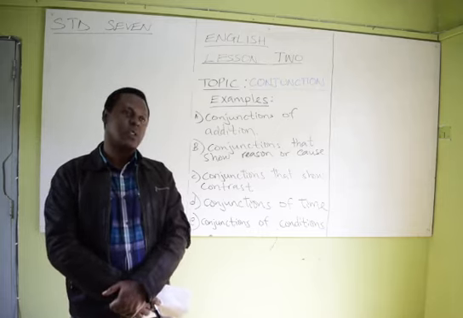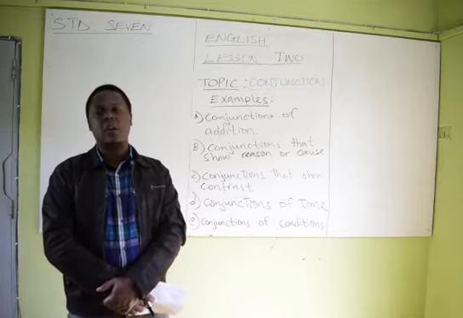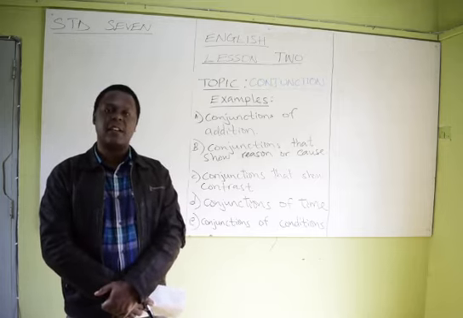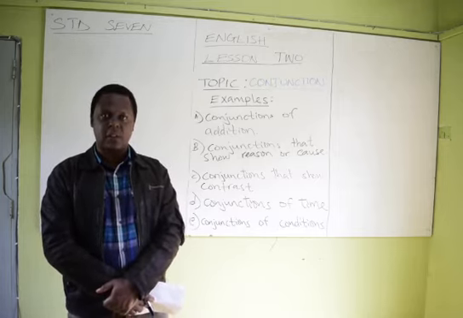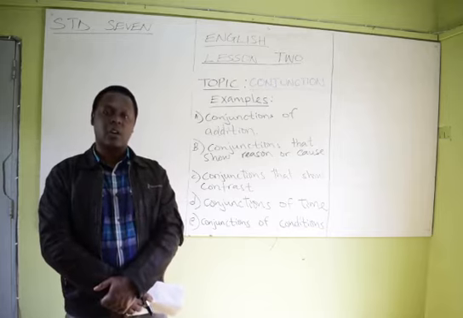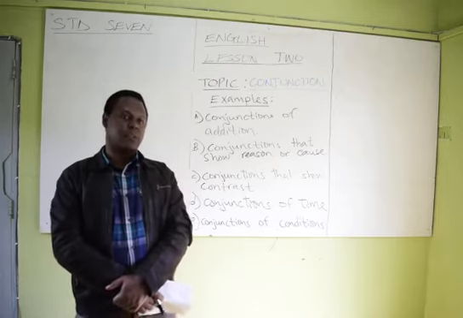So without a conjunction, one will not be able to put various ideas together, or one will not be able to separate ideas that carry different opinions. So conjunctions do various functions, and we are going to discuss each type of conjunction and its application.